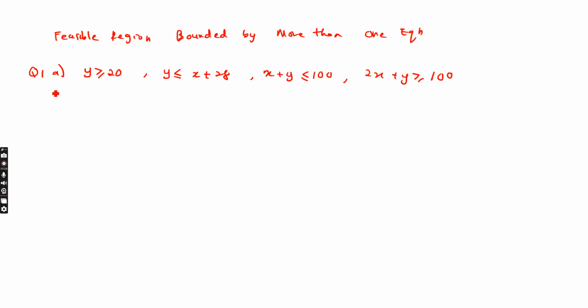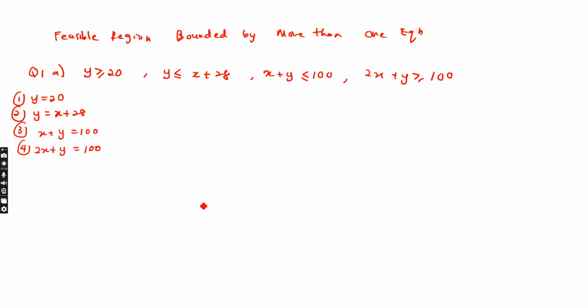So what we need to do first of all is draw one by one. Usually I will list them out one by one. The first one is y equal to 20. The second one is y equal to x plus 28. The third one is x plus y equal to 100. The fourth one is 2x plus y equal to 100.